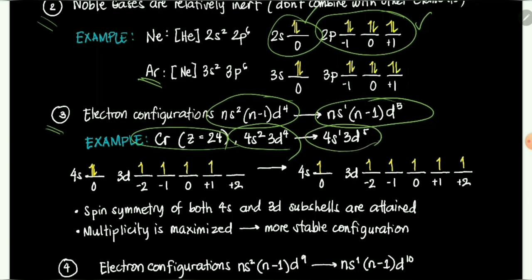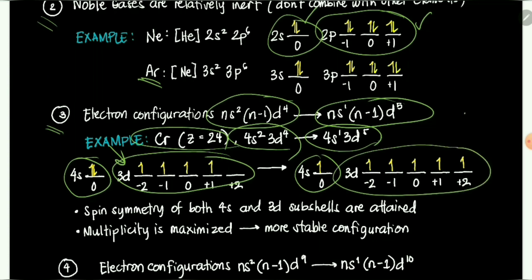So, that is because yung 4s2, 3d4, pag tinignan nyo yung 3d, hindi siya symmetric. Hindi evenly distributed yung mga charges dun sa orbitals. Pero kapag naging 4s1, 3d5, magkakaroon na siya ng symmetry. Nagiging evenly distributed na yung mga charges dun sa 3d. Tapos, half-filled yung 4s. So, may symmetry pa din siya. Okay? So, the spin symmetry of both 4s and 3d subshells are attained. So, nagkakaroon ka ng extra stability. Bukod dun, na-maximize din yung multiplicity. So, it adds to the stability factor for this configuration ng chromium.